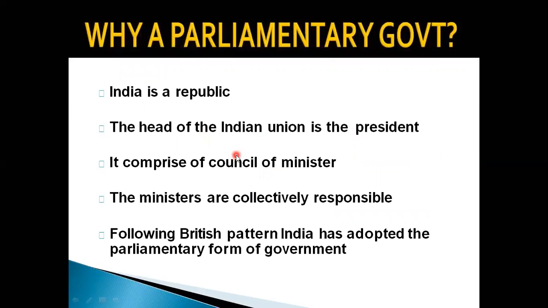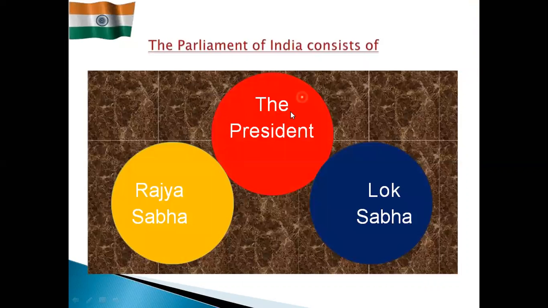What is the meaning of the parliamentary form of government? The parliamentary form of government is nothing but the union legislative, nothing but the parliament. The parliament is divided into two houses: the Lok Sabha and the Rajya Sabha. The President of India is the head of the state. He is only the nominal head of the government. Who is the real head of the government? The Prime Minister. What are the powers and functions of the President of India?